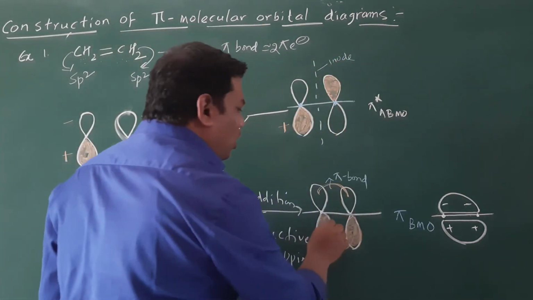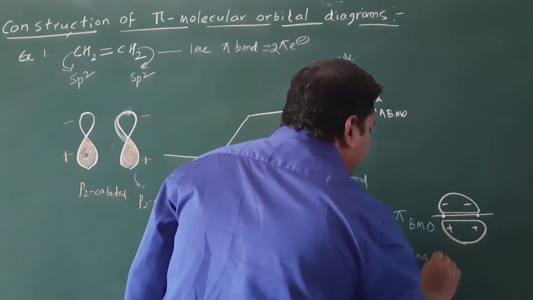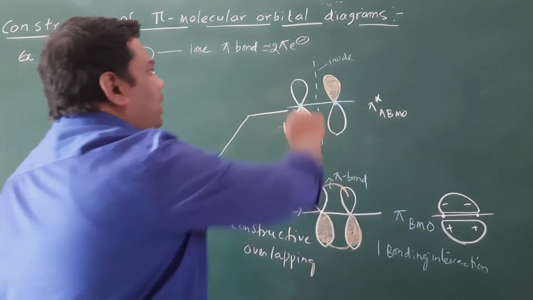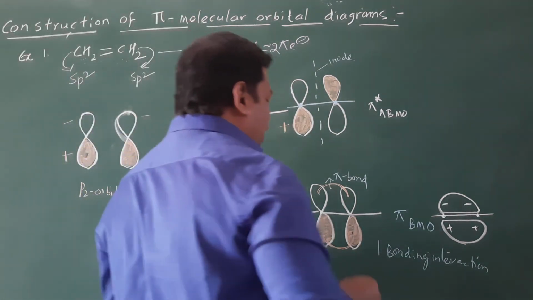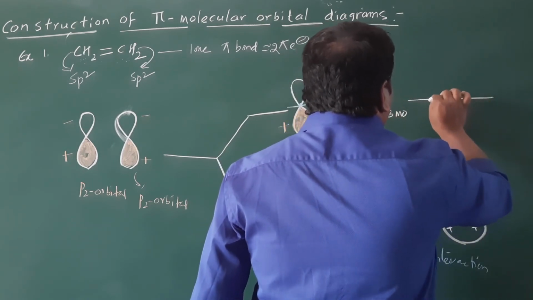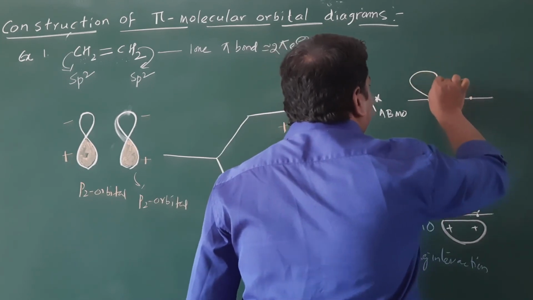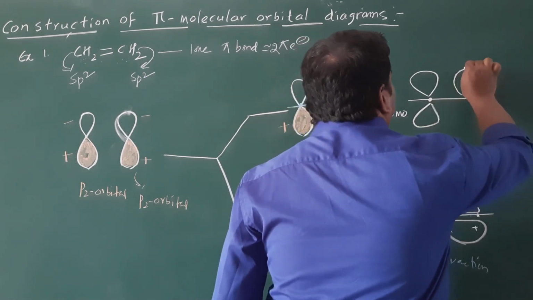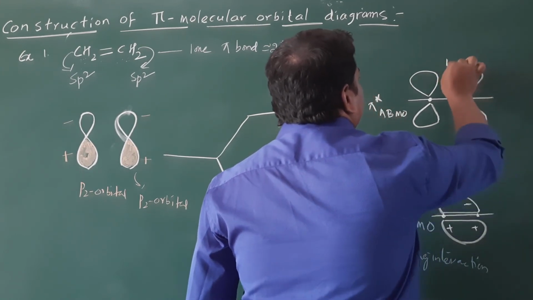Here, how many bonding interactions are there? One bonding interaction between two adjacent carbon atoms. But here there is no bonding interaction, so one nodal plane will be present. Okay, right. So I will draw this picture here. You can see this is the nucleus, the carbon atom. The lobes are like this, student. There is no contribution here, so the nodal plane will be present.